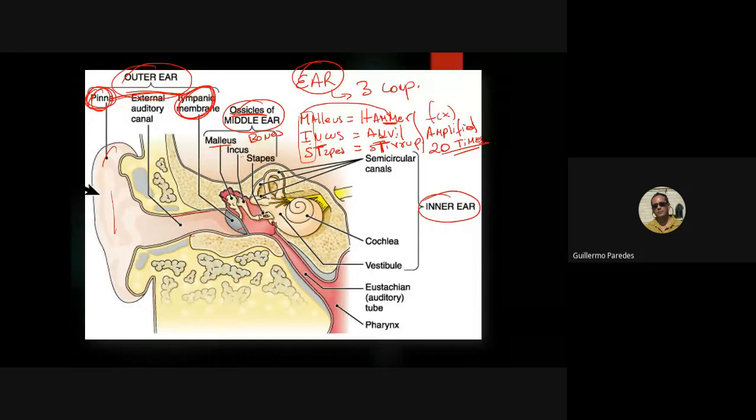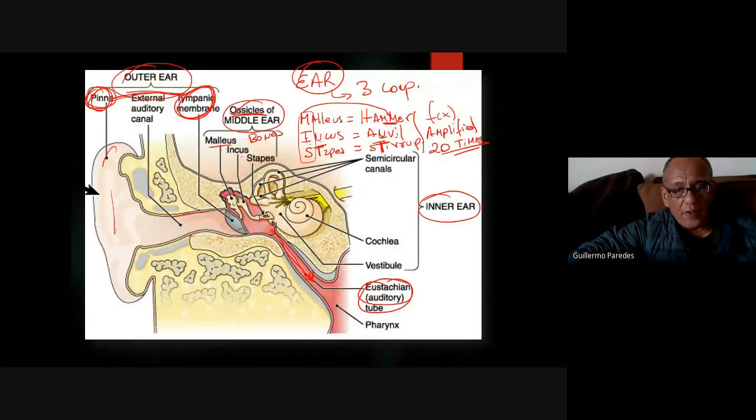Okay? In addition, the middle ear contains this tube, the eustachian tube, or auditory tube. This eustachian tube connects the middle ear with the pharynx.